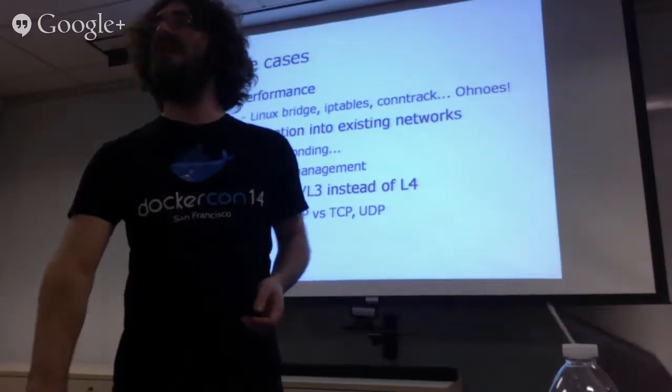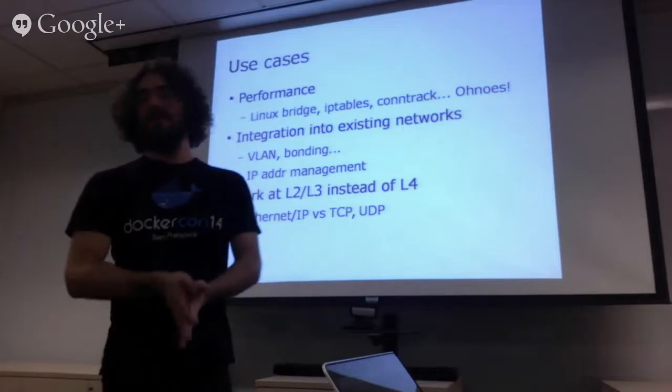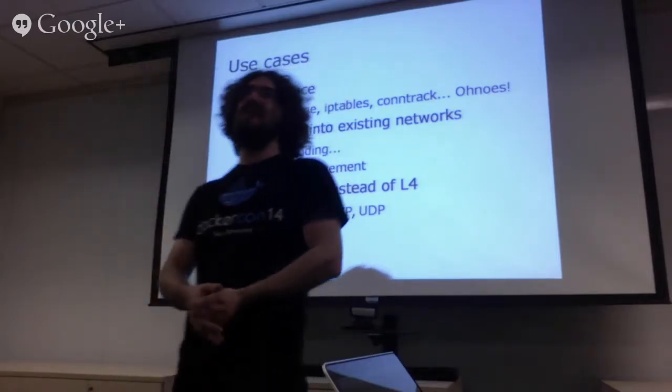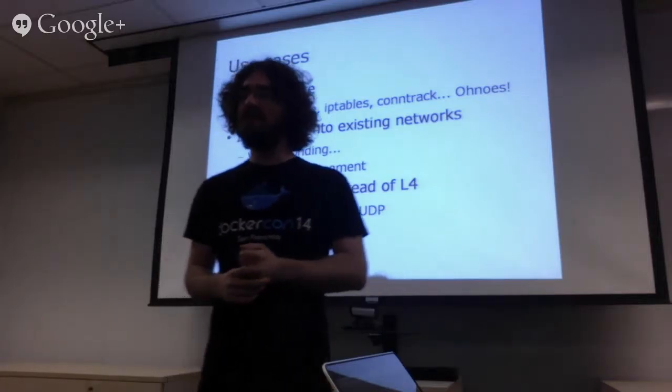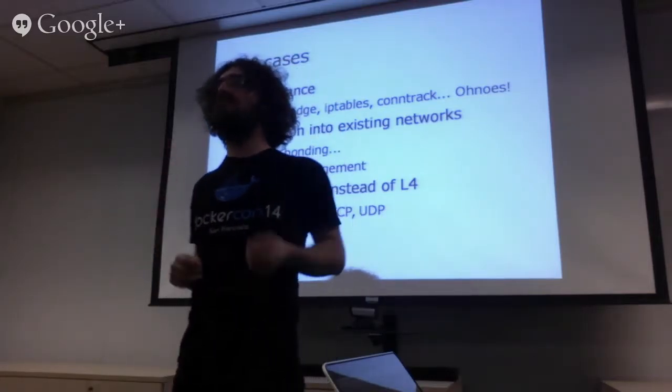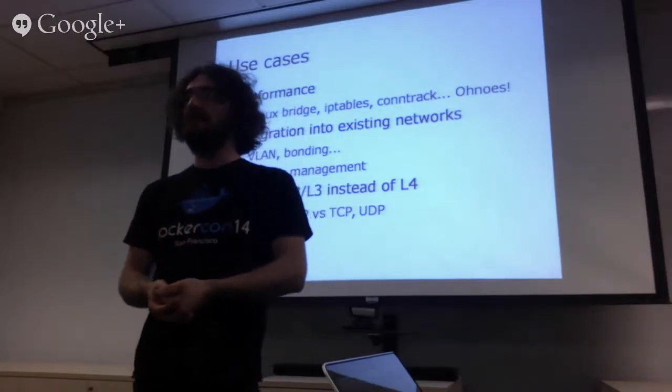Can you explain why Docker networking is slow? So it's not that slow. I mean, for many people, it won't be a big problem. There are multiple performance issues that can arise. One of them is linked to the Linux bridge.